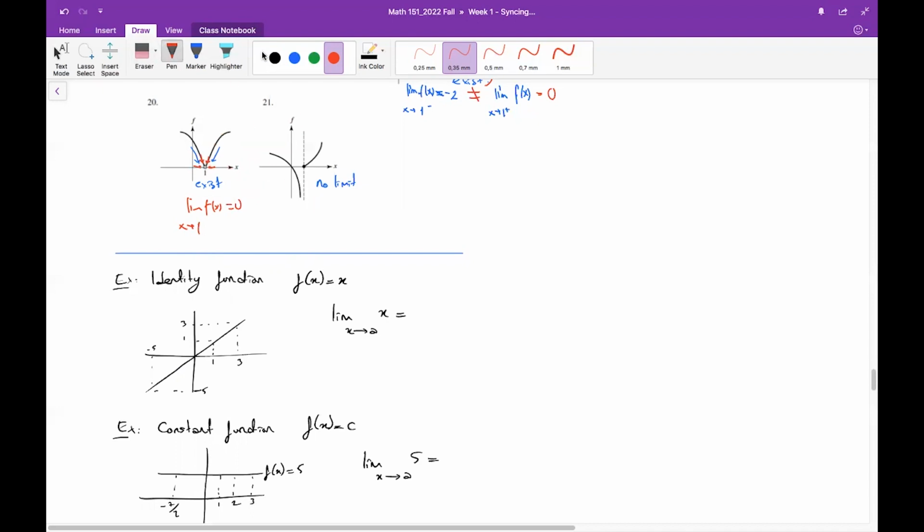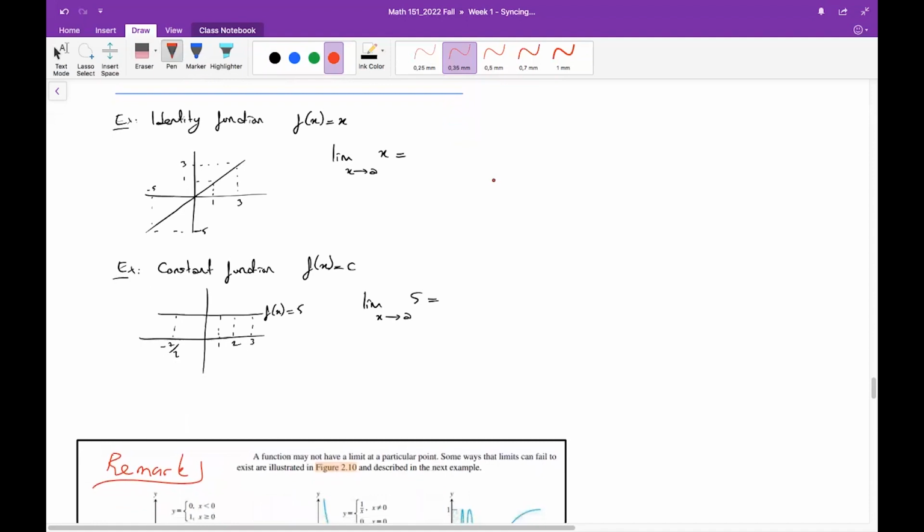What happens here? From left, the limit of f of x as x goes to 1, let's say this point is 1, grows too big negatively, so minus infinity. And from right, look at the values. They are approaching 0. Since they are different, you will conclude that the limit of this function as x goes to 1 does not exist. Okay, another example.